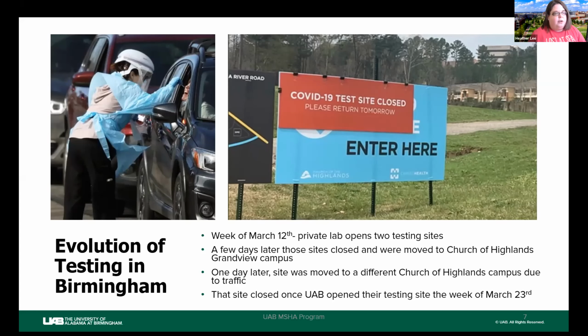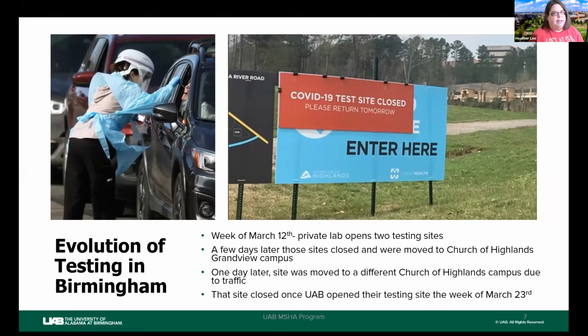For anybody familiar with Birmingham, you know Grandview is down 280, which is already prone to a lot of traffic. Again, you didn't have to set an appointment, so hundreds and hundreds of people showed up to this Grandview site and basically shut down traffic on 280 and 459.